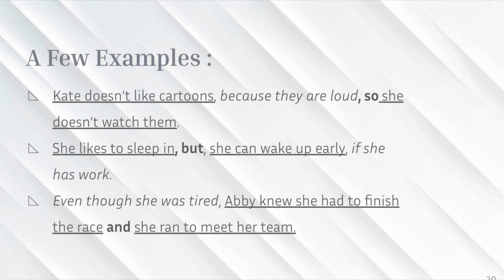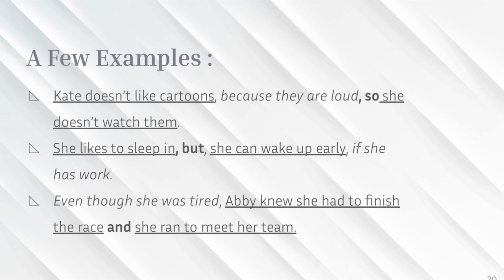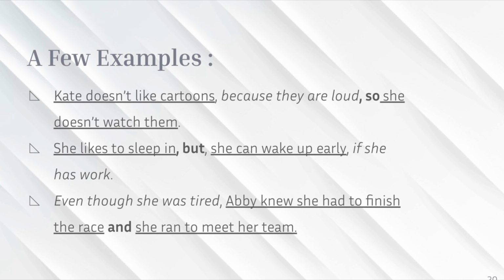Here are a few examples. Kate doesn't like cartoons because they are loud, so she doesn't watch them. She likes to sleep in, but she can wake up early if she has work. Even though she was tired, Abby knew she had to finish the race, and she ran to meet her team. The independent clauses are underlined, the subordinating conjunctions are in bold, and the dependent clauses are in italics.